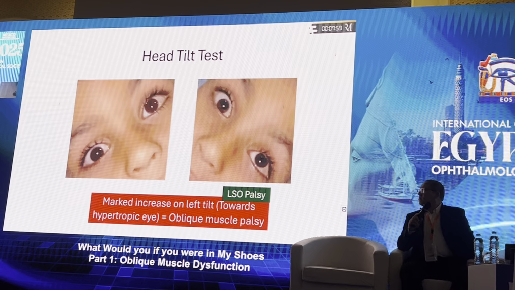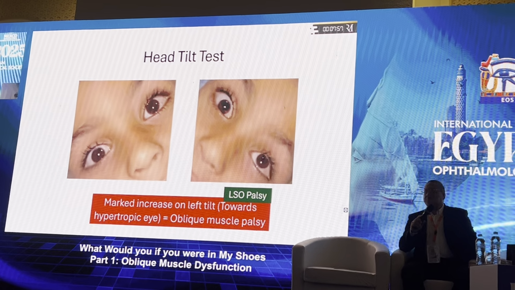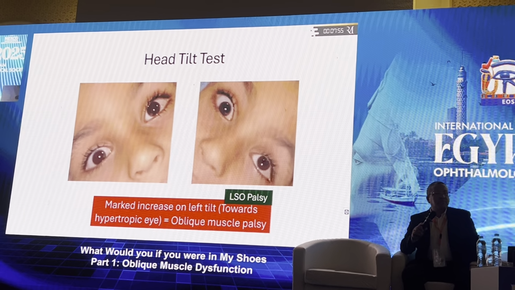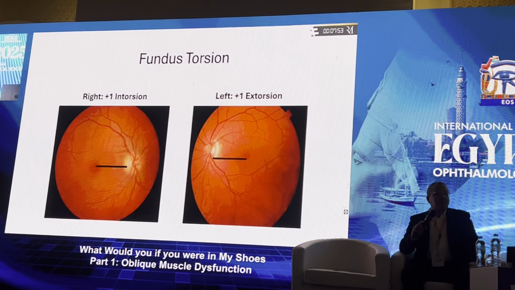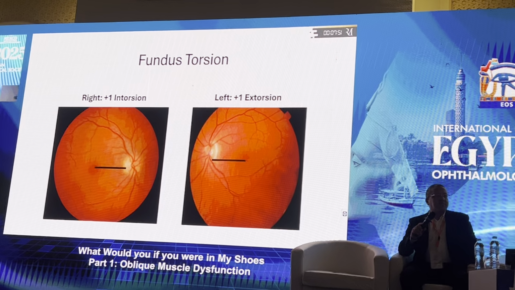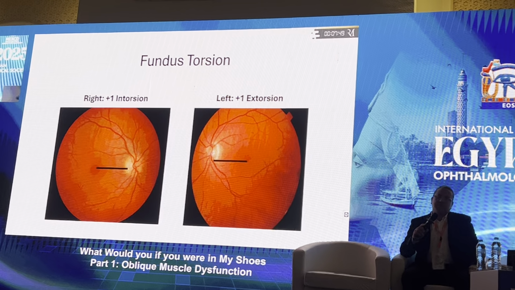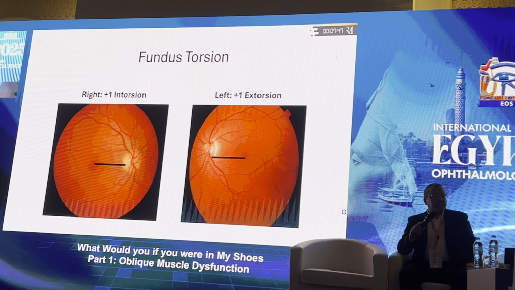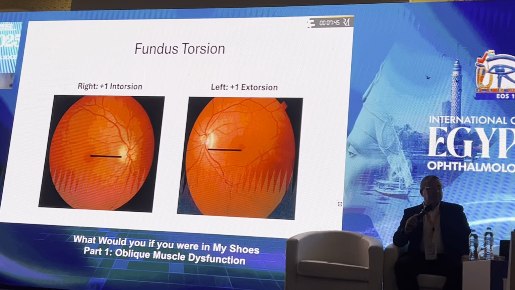Usually we know it from the previous step, but the previous step was not that helpful. And if we did the fundus torsion, we have an intorsion on the right side and extorsion on the left side. So we're still not sure which muscle is the paralytic muscle.